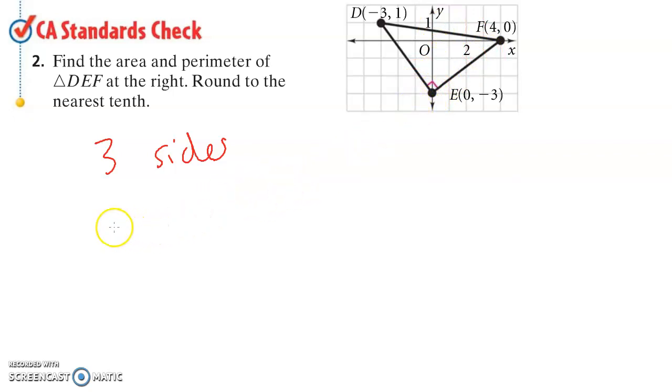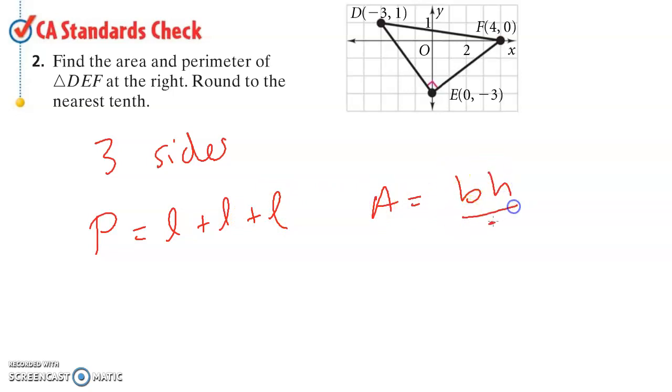And also remember, the perimeter will just be all the side lengths added together, and the area is going to be base times height divided by 2. How do I know which one is the base and which one is the height? Well, it doesn't matter which one's which as long as they are touching the right angle. So this could be the base and this could be the height. All right, the hypotenuse is never the height.